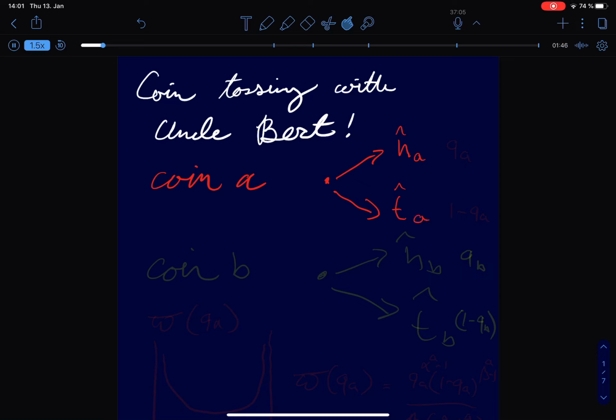And likewise for coin B, we have these two possible outcomes. And the probability for one or the other is given by it's a coin, right? So it's a Bernoulli trial each time. So the probability of heads here is QA, and this is 1 minus QA. So there's this parameter, unknown to us initially, that determines the probability of a particular action yielding a success.